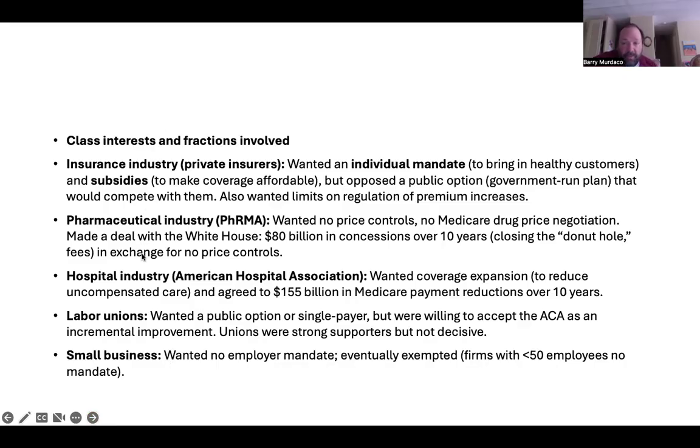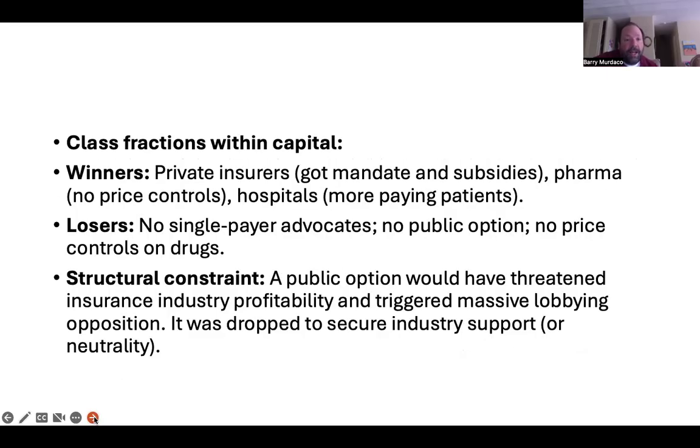And since we're talking about this in hindsight, we can already say that basically all the major business interests here, the insurance industry, the pharmaceutical industry, the hospital industry, pretty much all got what they wanted. Unions basically did not. Small businesses wanted no employer mandate. In other words, no mandate that they would be forced to provide healthcare to their employees. Eventually, firms with fewer than 50 employees were exempted. So a company that employed more than 50 people did have to provide insurance, a company that employed fewer than 50 does not have to.